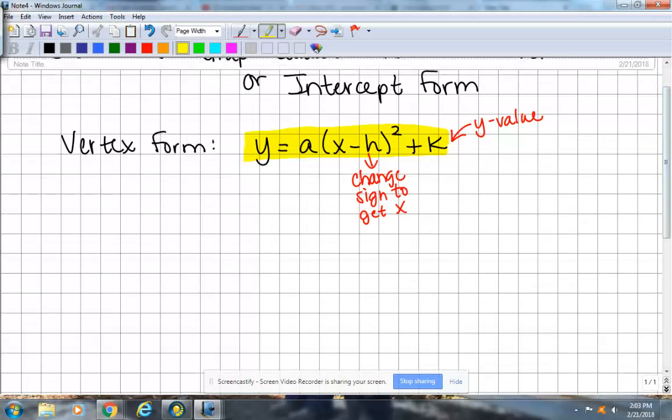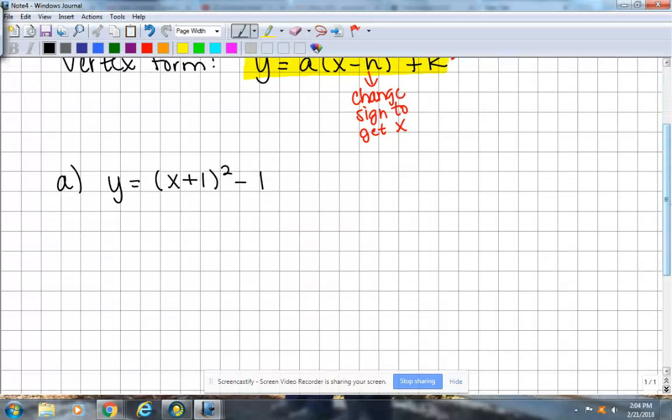So let's see some examples. And then we're going to graph parabolas after we do that. So first example, y equals parentheses x plus 1 squared minus 1. It's in vertex form because you see a parentheses with a square. So if you see parentheses with a square and then a number after it, then you know it's in vertex form. This one does not have an a, so that means it's understood that this a is a positive 1.